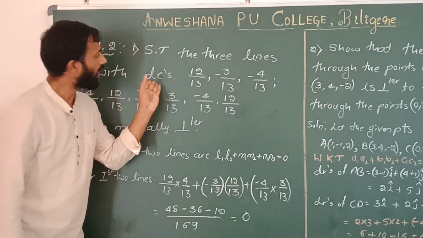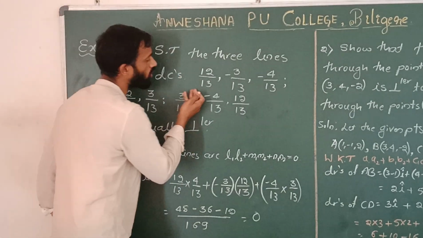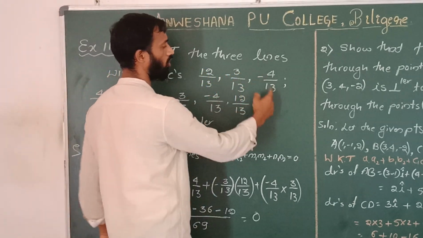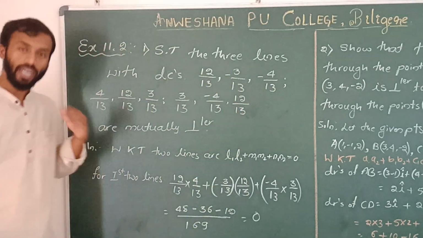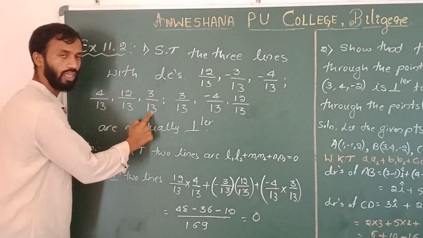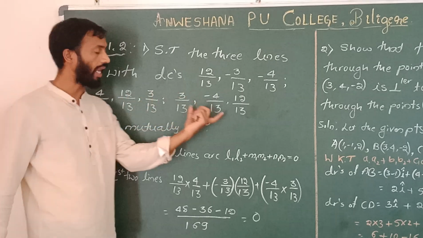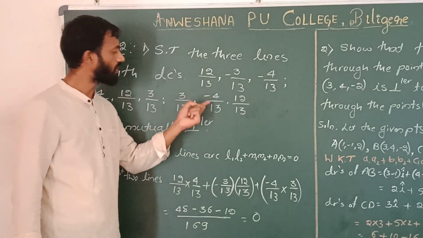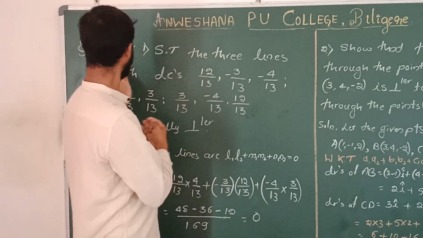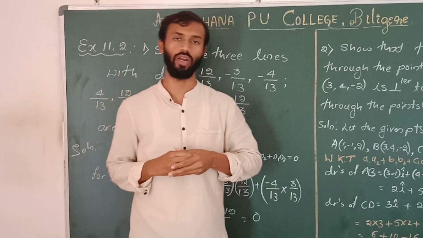So now let's see here the direction cosines of the three lines. The direction cosines of the first line are 12 by 13, minus 3 by 13 and minus 4 by 13. The direction cosines of the second line are 4 by 13, 12 by 13, 3 by 13, and the direction cosines of the third line are 3 by 13, minus 4 by 13 and 12 by 13. So now let us check what they are asking. Show, that means prove, that they are perpendicular to each other.